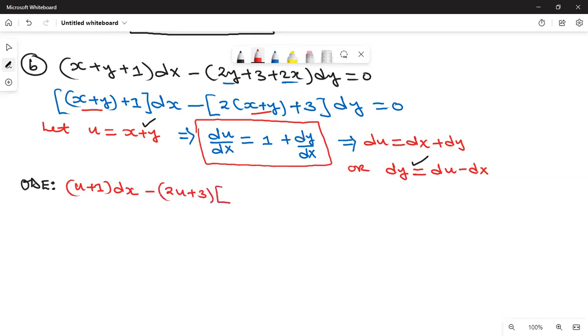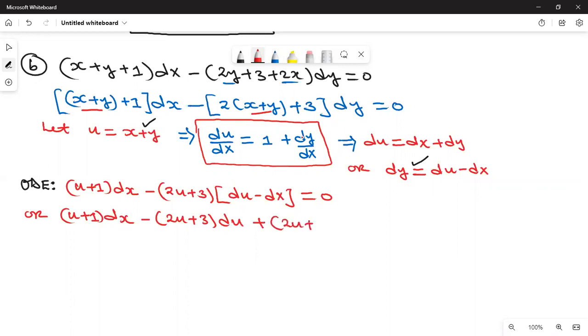Instead of dy, we replace that by du minus dx. And that should give us 0. Or this can be written as (u + 1) dx minus (2u + 3) du plus (2u + 3) dx is equal to 0.